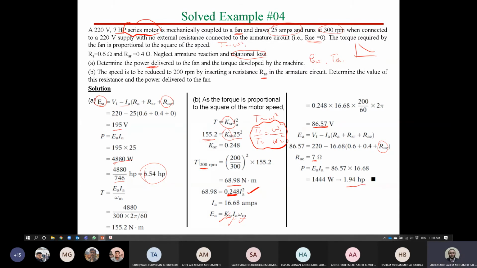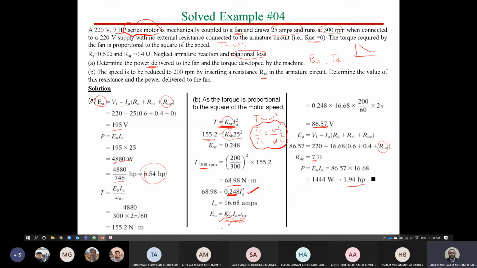What's the difference now compared to the previous problems? Can you see? The relations are totally different compared to the DC separately excited or shunt motor, and the torque relation is different. The EMF relation is different because it is a series motor. The equation of EMF is also different.